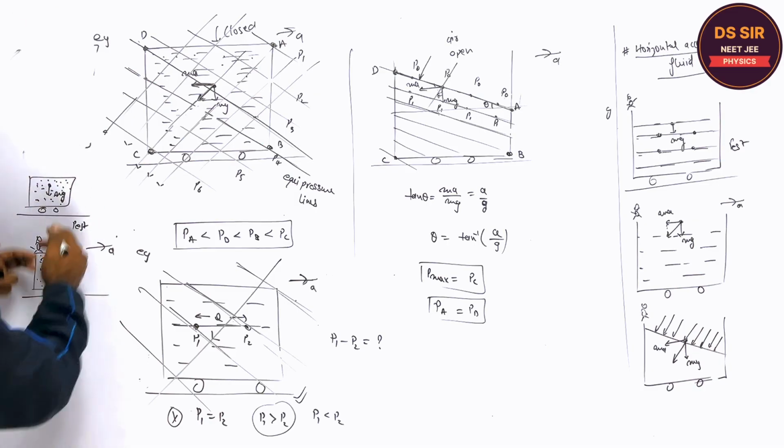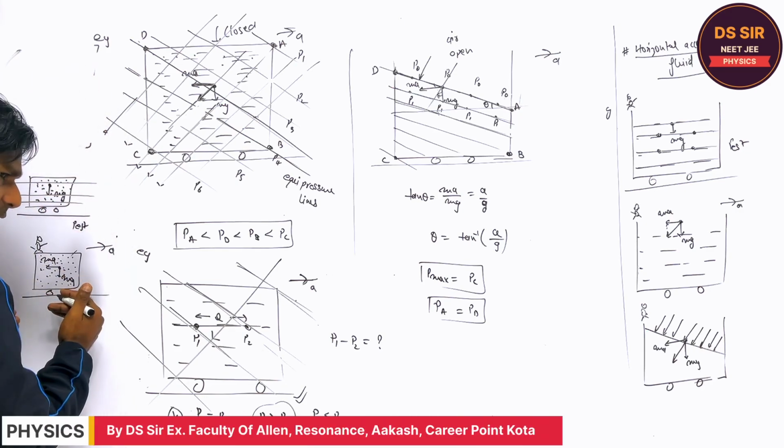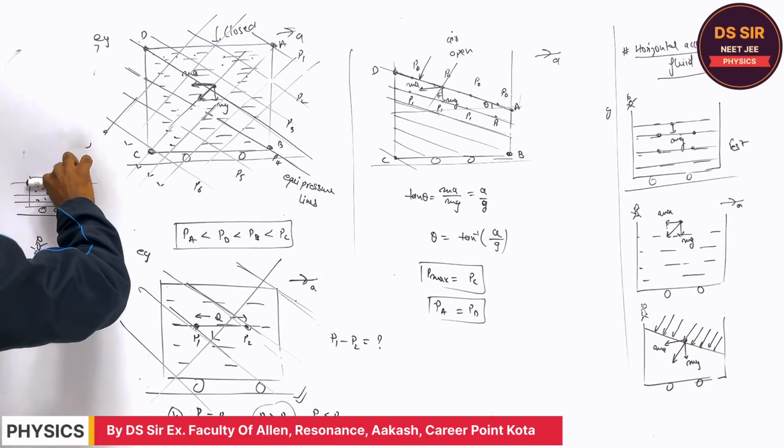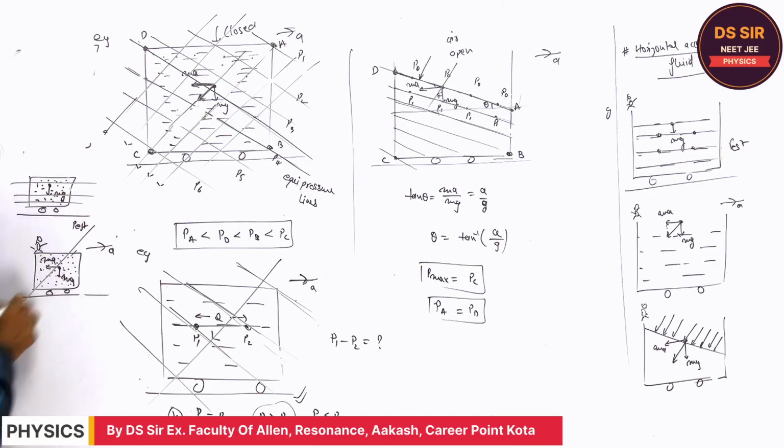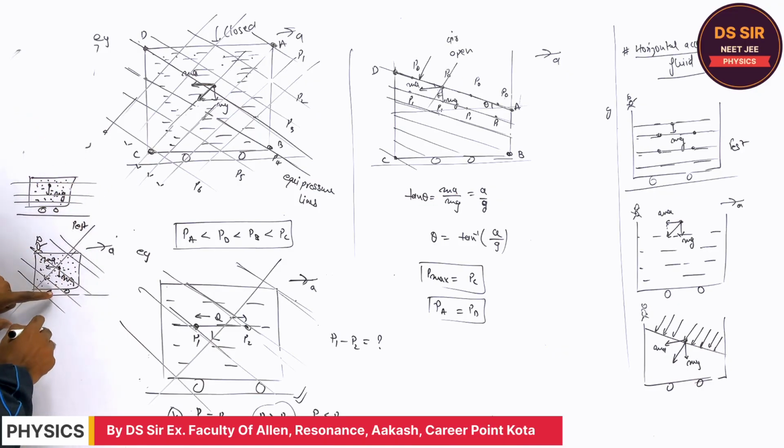The only difference is that in the earlier case these are the equipressure lines because the force is acting in this direction, so the perpendicular lines are the equipressure lines. Now the force is acting in this direction, so the lines perpendicular to this resultant force will be the equipressure lines. The water will be full. But if this is closed, it will remain as it is.